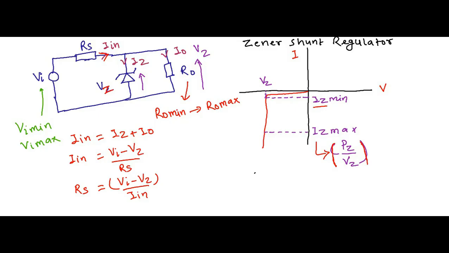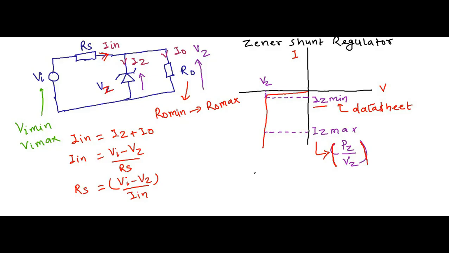Hope you don't have any doubts now. What is Iz min? What is Iz max? And how are you going to calculate the Iz max? So Iz max you can calculate as Pz divided by Vz, while Iz min you can find in your data sheet. It is already given in the data sheet. If you go and look, you can find the value of the minimum Zener current to go in the breakdown region.